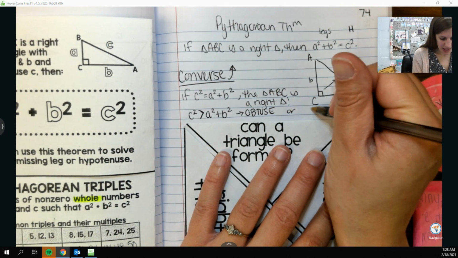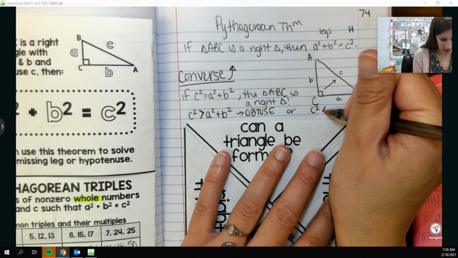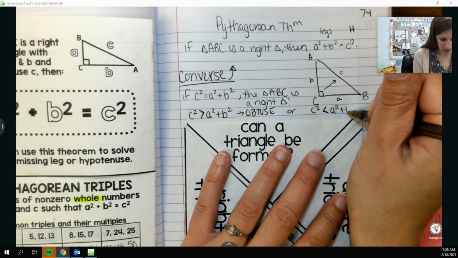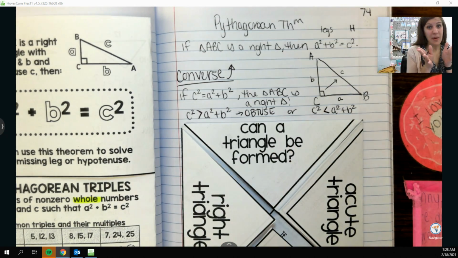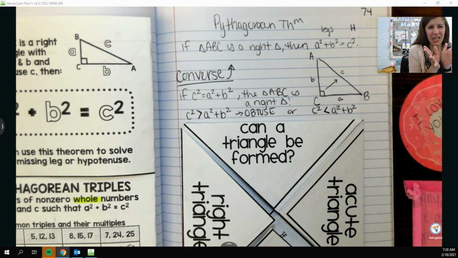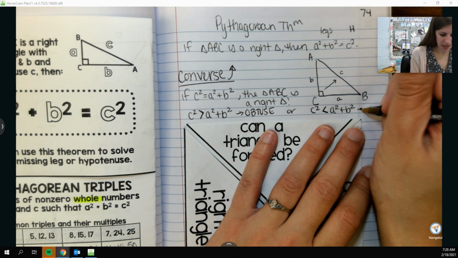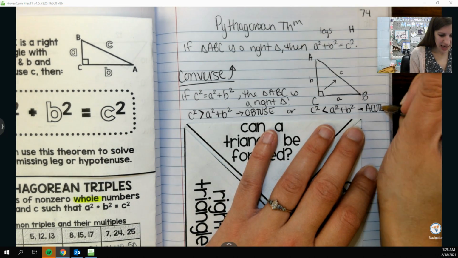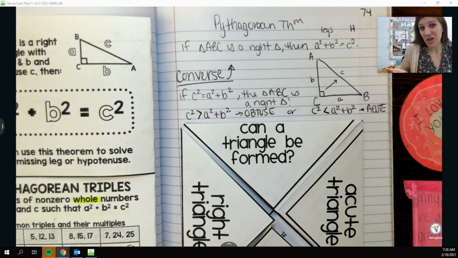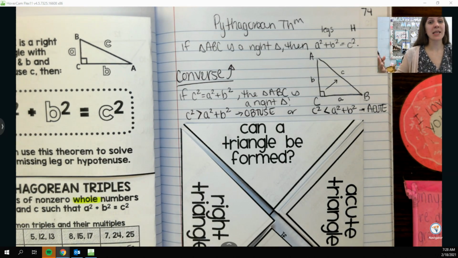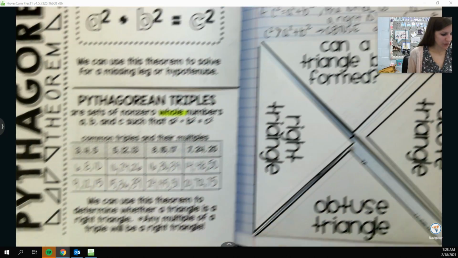Or if c squared is smaller than a squared plus b squared, so if my potential hypotenuse didn't fit all in evenly and it ended up being smaller, then that angle in there is less than 90, so it is acute. So that's kind of nice, because you can know more about it. You can say something better than just, it's not a right triangle. You can say, well, it's obtuse. So that's kind of fun and cute.